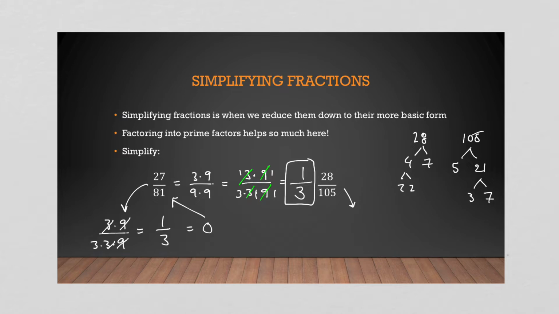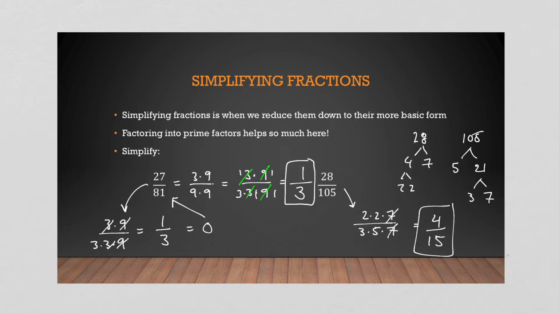So take your time on your factors, make sure you're getting them, but do the trees because it's super helpful to identify your factors. So here we have 2 times 2 times 7, and then 3 times 5 times 7. In this case, our 7's cancel, and we're left with 4 over 15.